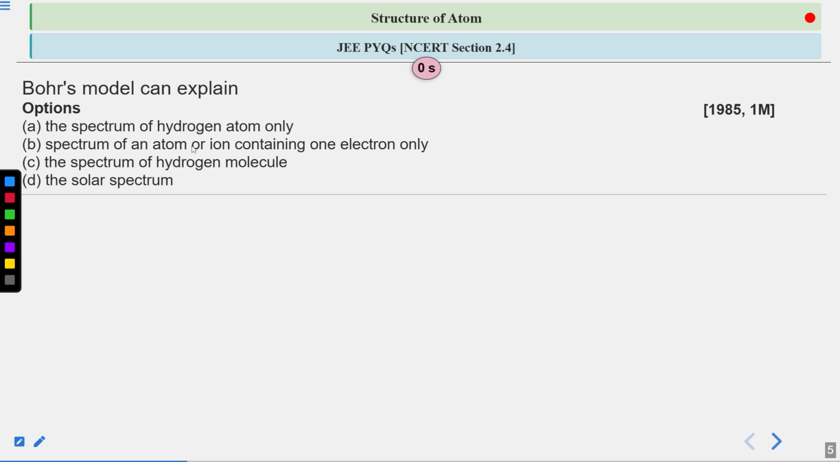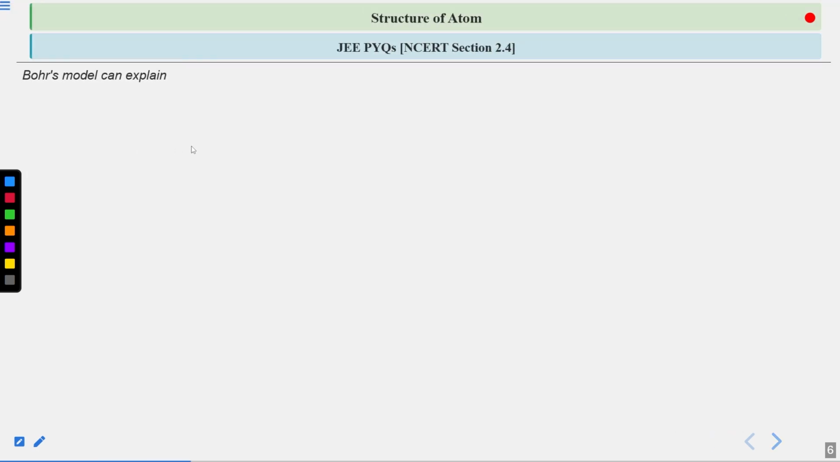The time is up. So what was the species that was being explained by Bohr? It was an atom which is having one electron only, right? So it was able to explain the spectrum of those atoms which have one electron only. Now, why is it so?